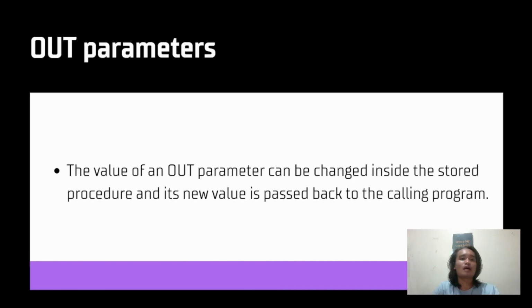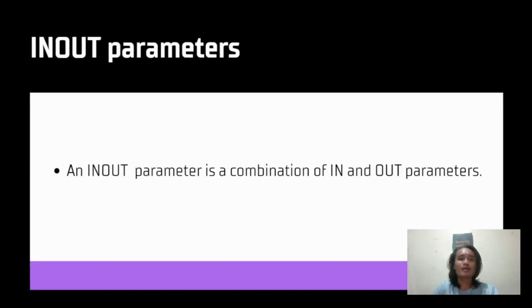The second one is out parameters. The value of an out parameter can be changed inside the stored procedure, and its new value is passed back to the calling program. Notice that the stored procedure cannot access the initial value of the out parameter when it starts. In-out parameters. An in-out parameter is a combination of in and out parameters. It means that the calling program may pass the argument, and the stored procedure can modify the in-out parameter and pass the new value back to the calling program.